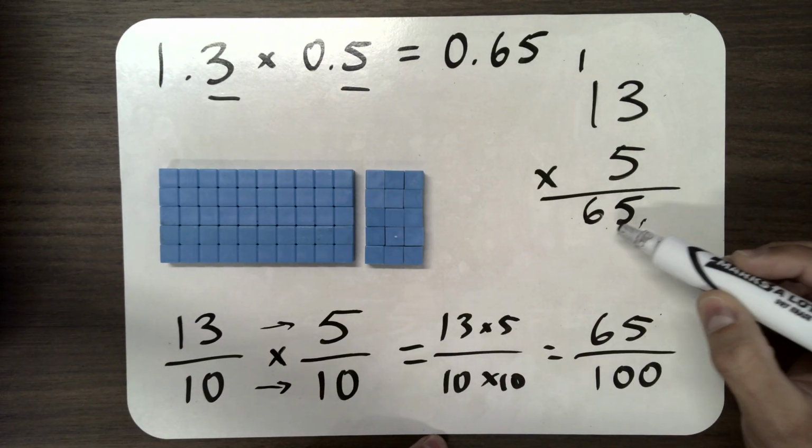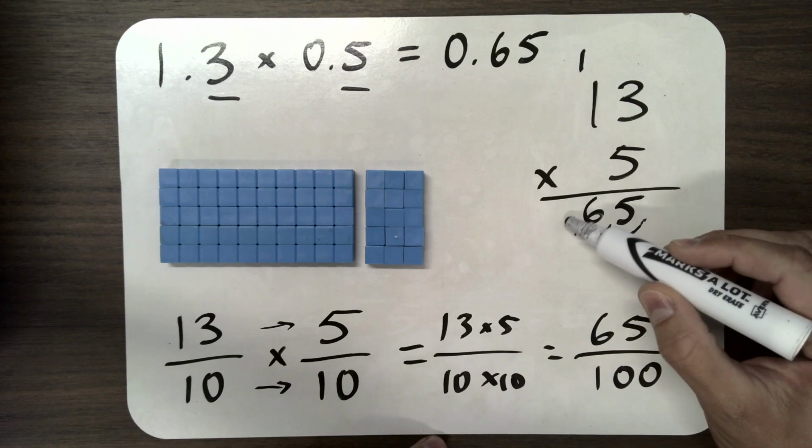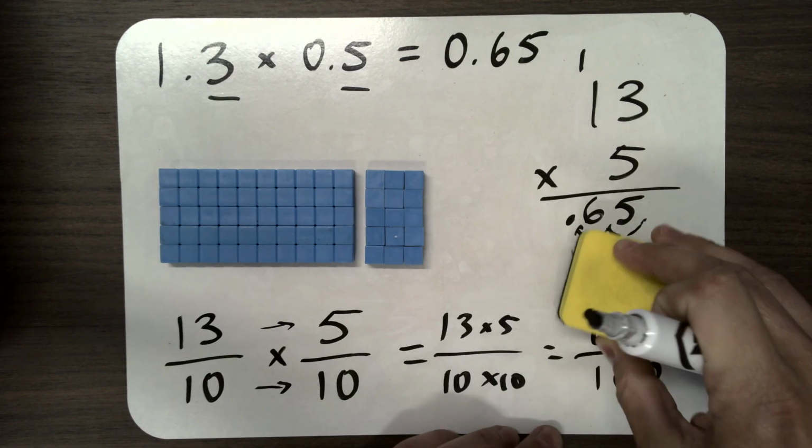So we'll move this 2 places to the left because we need to have 2 digits to the right of our decimal point in our product.